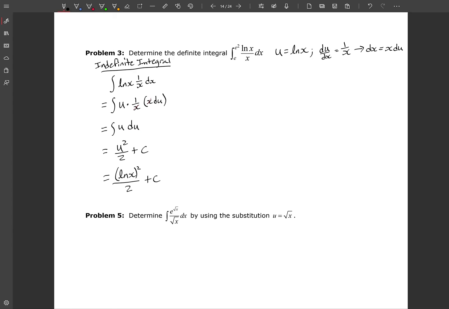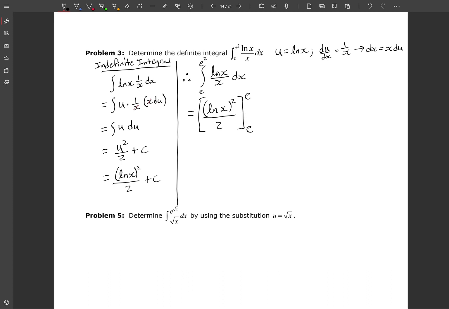So what this means is that I can take my definite integral as such. So this is from e to e squared of ln x over x dx. That's going to be equal to the natural log of x squared over 2. That's our indefinite integral, and we can ignore the c because now we're taking the definite integral, I should say, from e to e squared.